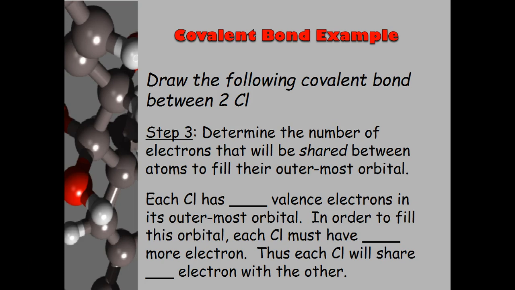Next step then is to determine who's going to share how many electrons with who. So each chlorine atom, we already determined, has 7 valence electrons in its outermost orbital. The ultimate goal is to have that orbital full. So that means each chlorine is going to need 1 additional electron to get to that octet, or the total of 8. So each chlorine is going to have to share a single electron with the other chlorine in order to get the 8 that they both need to be stable.